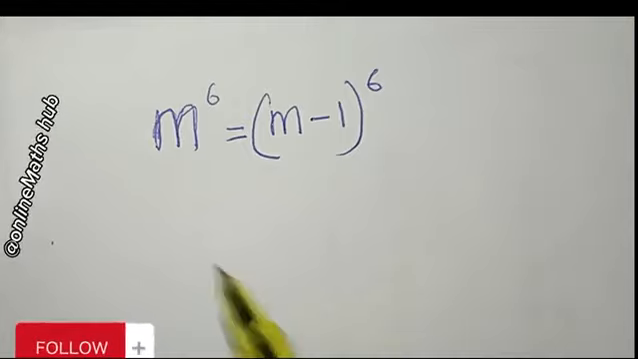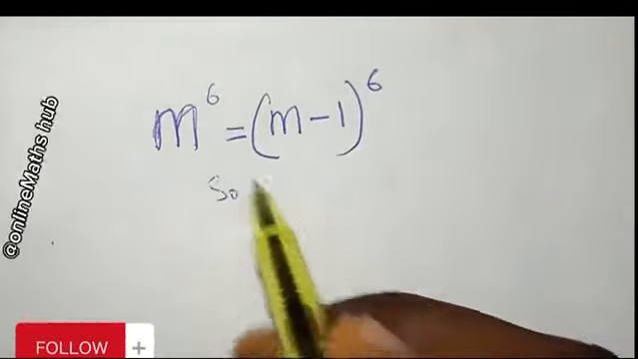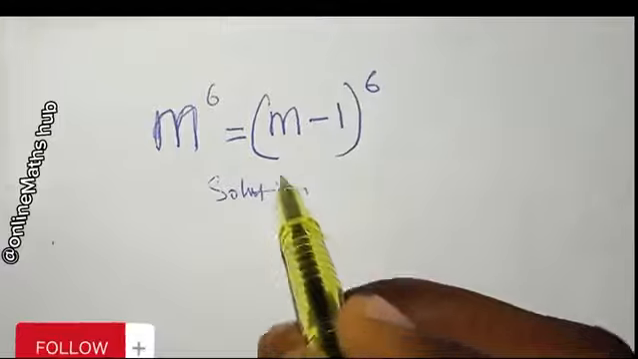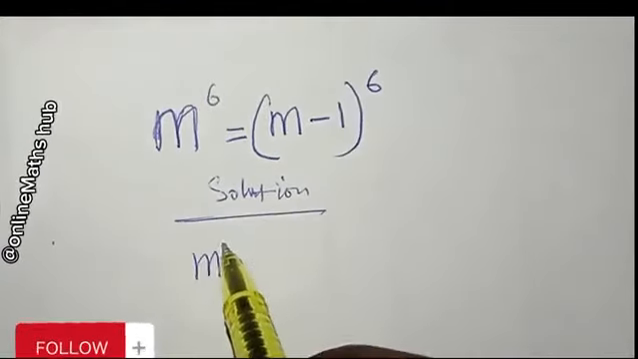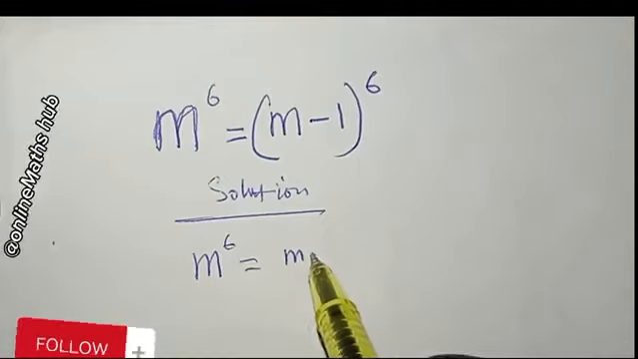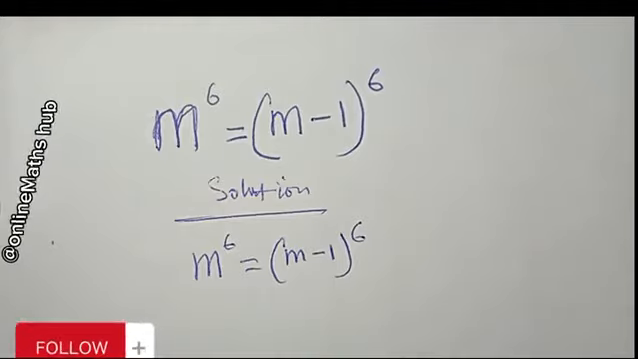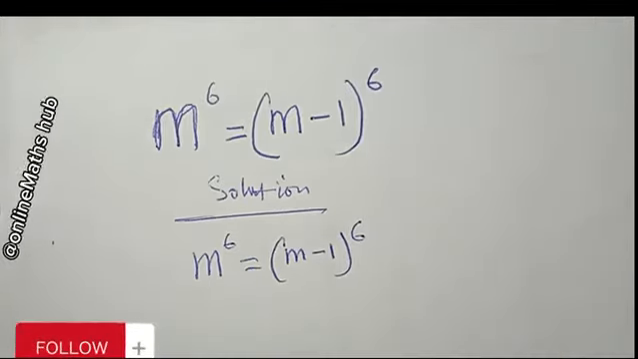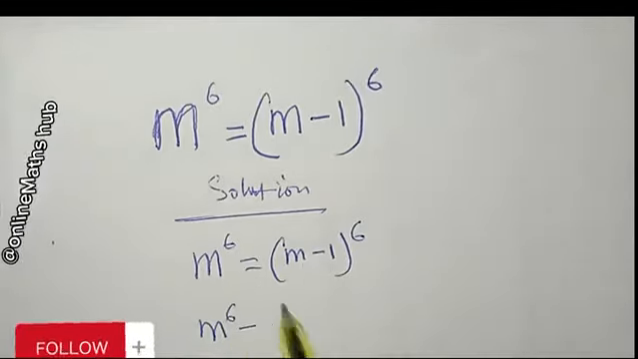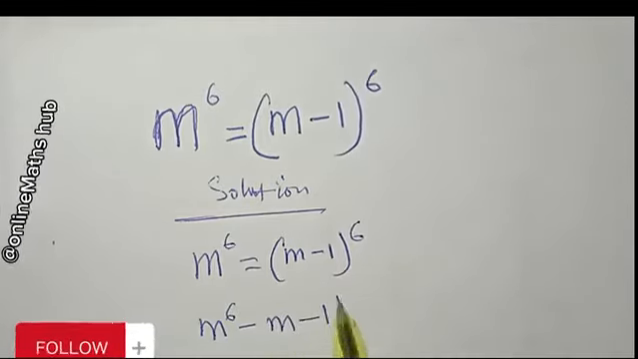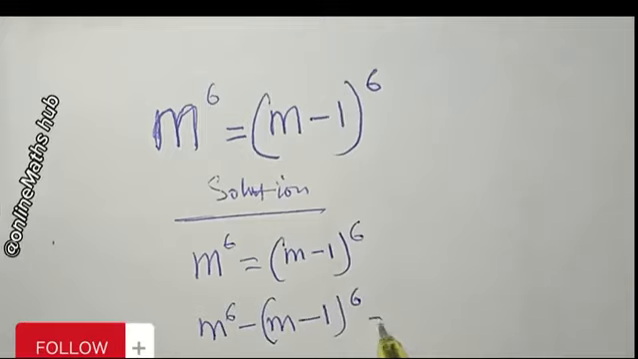Now, what I want to do is start by writing solution. I'll repeat the equation: m power 6 is equal to m minus 1 all power 6. Now I want to move this term at the right hand side to the left hand side, so that we have m power 6 minus, when this crosses here, it becomes minus (m minus 1) bracket, power 6 is equal to 0.